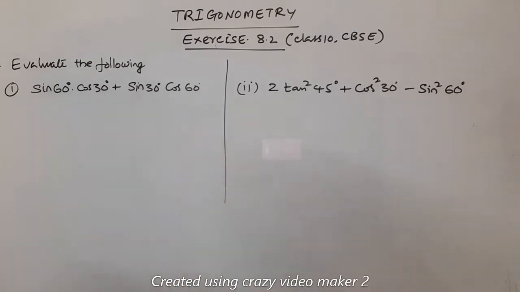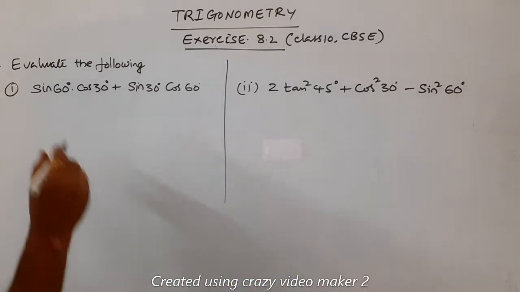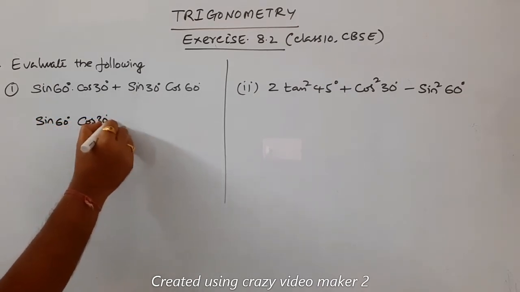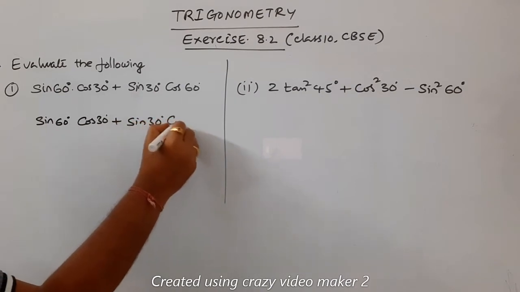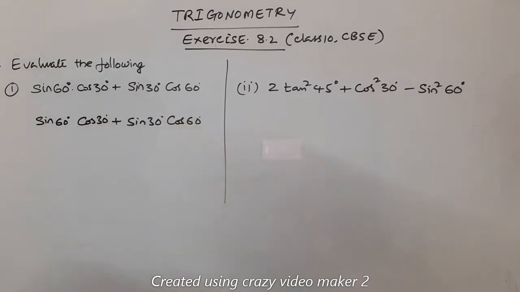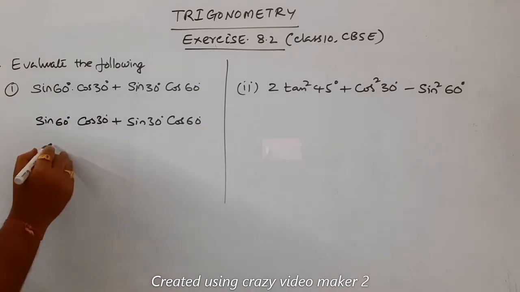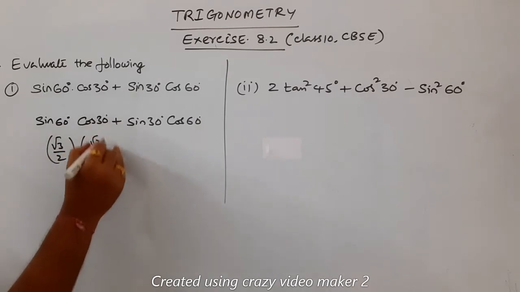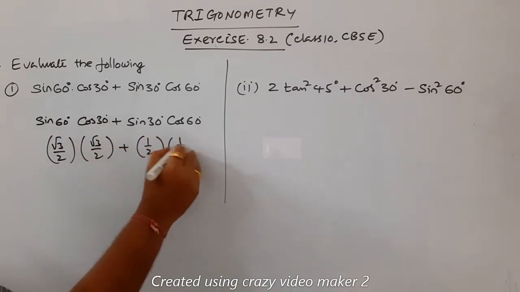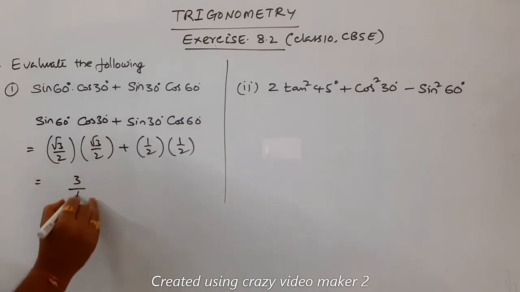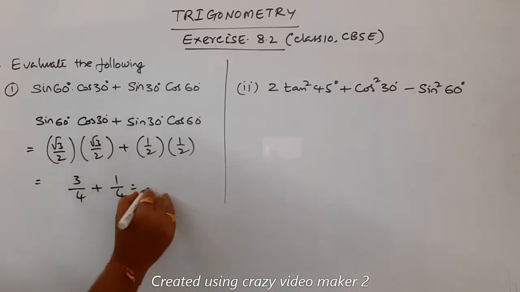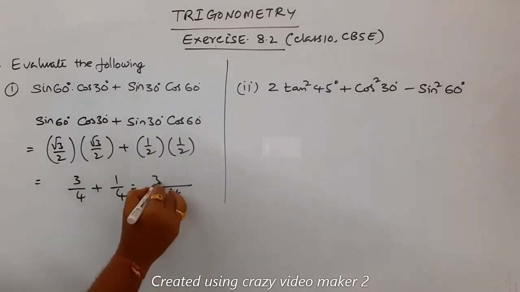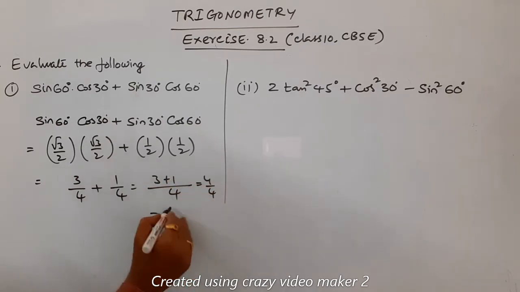First, we already know the table. I am writing again sin 60 cos 30 plus sin 30 cos 60. Here sin 60 means root 3 by 2, cos 30 is root 3 by 2, sin 30 is 1 by 2, cos 60 is 1 by 2. So 3 by 4 plus 1 by 4. The denominators are the same, so 3 plus 1 is 4 by 4, that is 1.